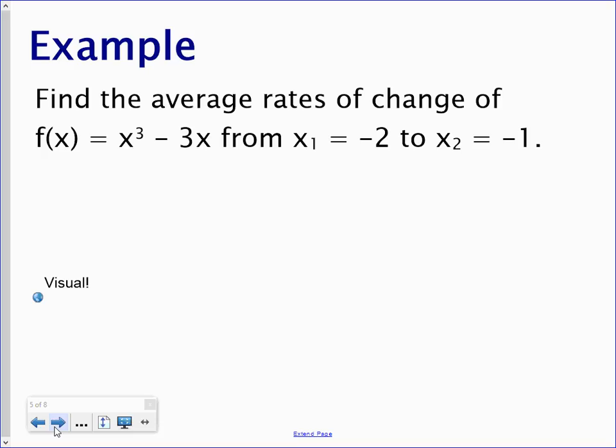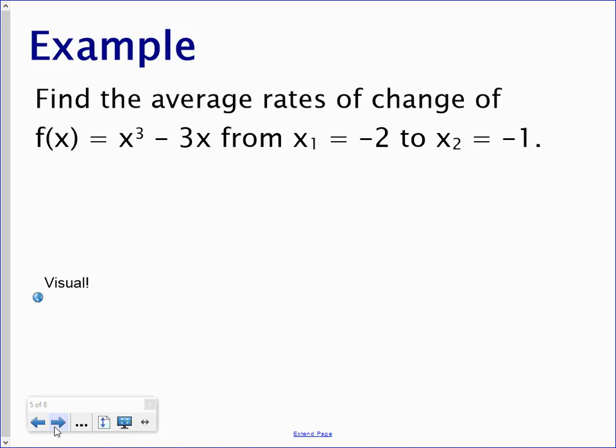In the book, it's going to be pretty basic when it asks you to do rate of change. It's going to give you the function. So it says f of x is x cubed minus 3x. So that's a function we're looking at. And then it's going to give you the 2 x values that it wants you to find the average rate of change in between. So it's saying x sub 1 is negative 2 and x sub 2 is negative 1.